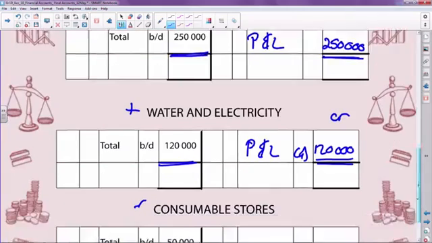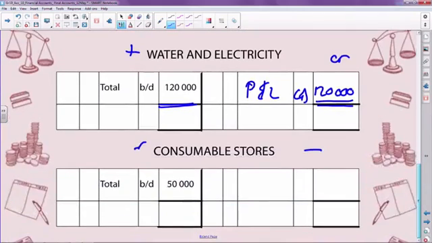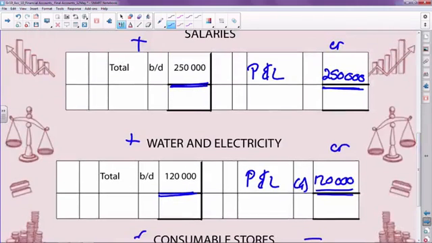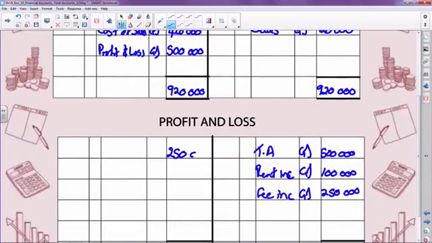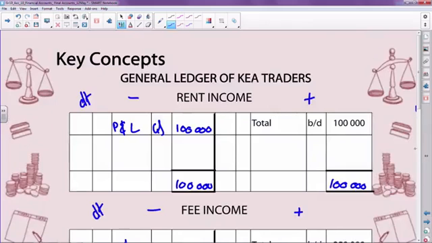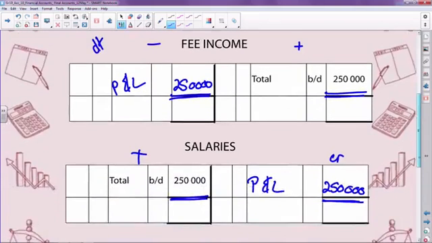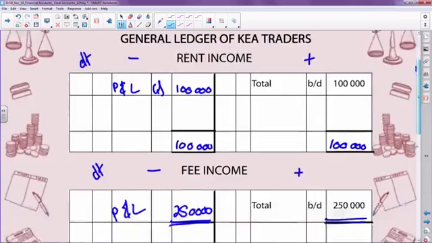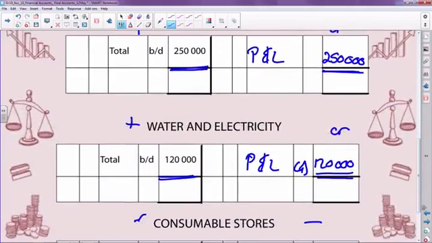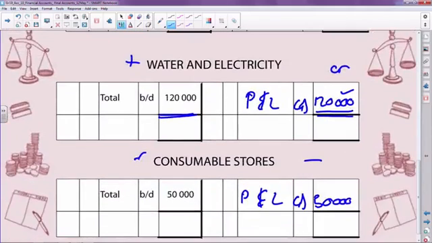So 250, 120, and your consumable stores, which is also a minus, will have to go to your profit and loss, GJ, of 50. And then remember all 3 amounts. 50, 120, and 250. So we can go here into your profit and loss and say 250. It was 120 if I'm not mistaken. Let's just double check. Don't want to rush too much and make mistakes. Your expenses, it's 250. And 120, yeah. So 250, 120, and your 50.